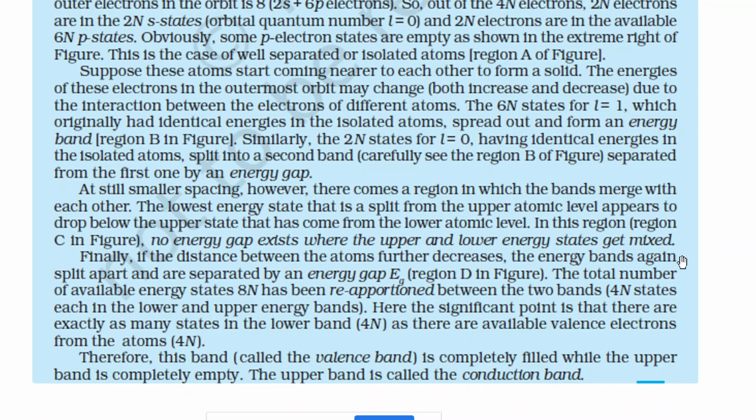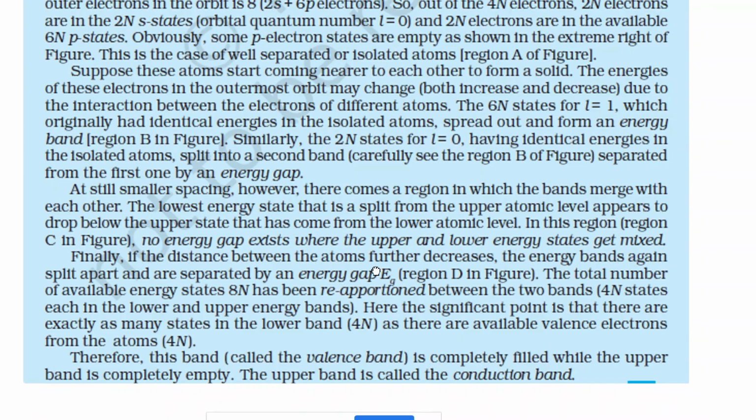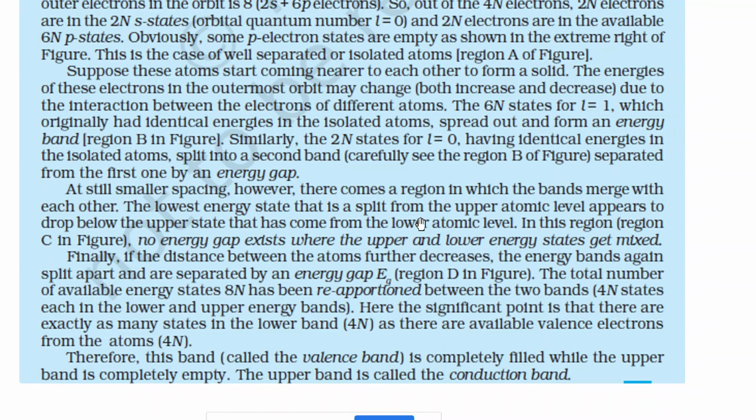The energy bands again split apart and are separated by an energy band gap called Eg. This is called the band gap. The band which is completely filled is called the valence band, and the upper band, which is completely empty, is called the conduction band.